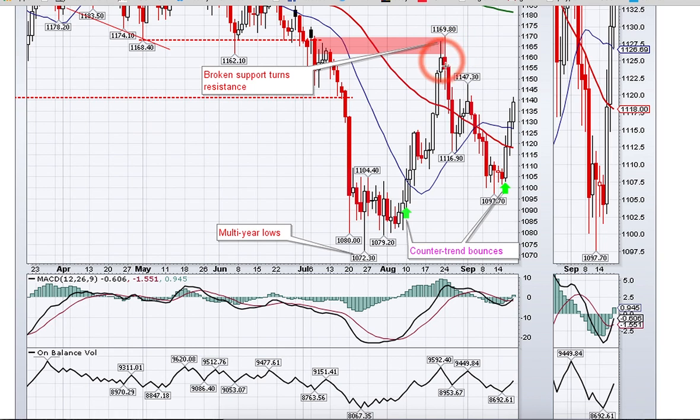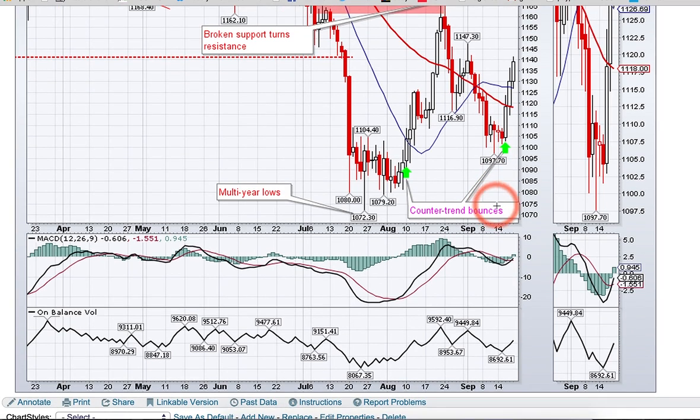Then the sellers stepped in and pushed the price lower. But here the price has actually made a higher low, compared to this low. So this is kind of like the first step for a bearish security to make a turnaround: make a higher low. It was confirmed by on balance volume. In other words, volume was higher on the up days than on the down days. So that's a positive sign.